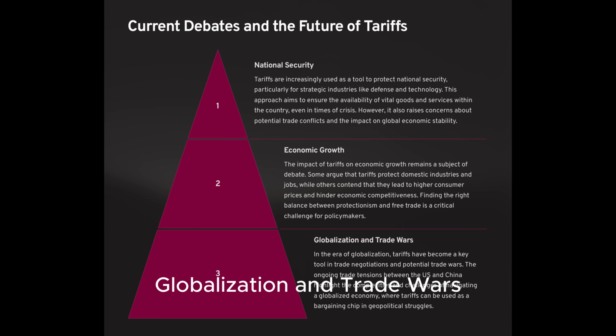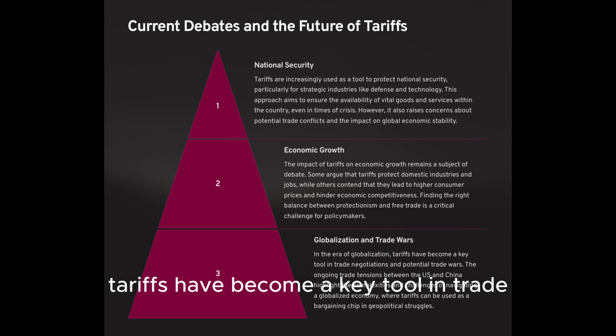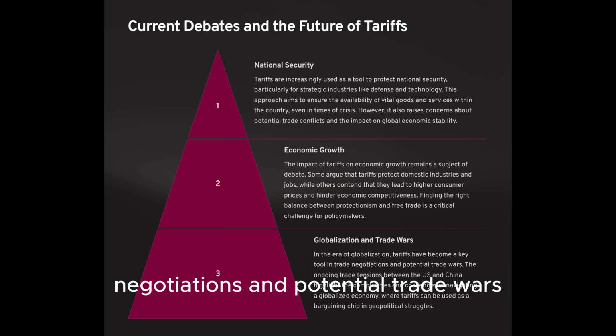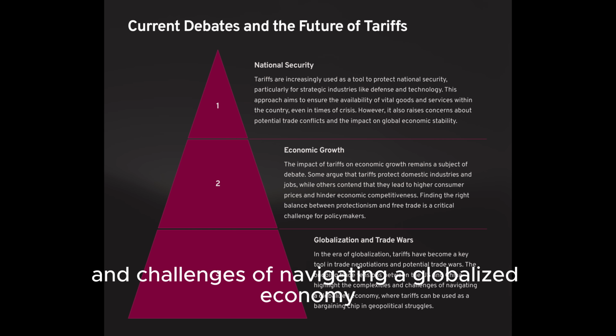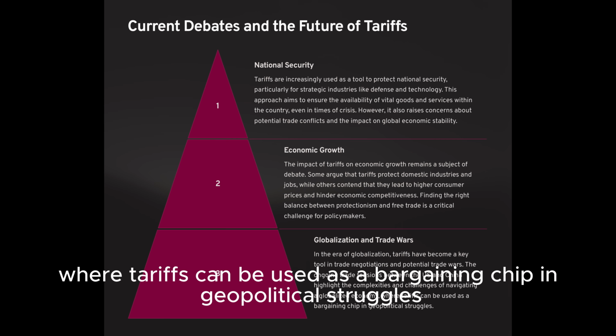Globalization and trade wars. In the era of globalization, tariffs have become a key tool in trade negotiations and potential trade wars. The ongoing trade tensions between the U.S. and China highlight the complexities and challenges of navigating a globalized economy, where tariffs can be used as a bargaining chip in geopolitical struggles.